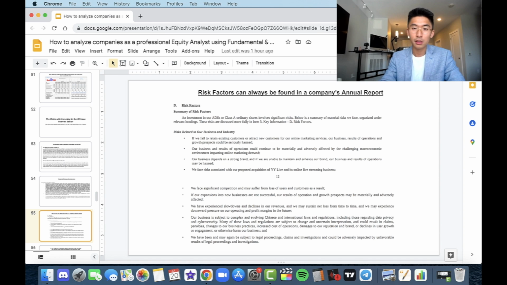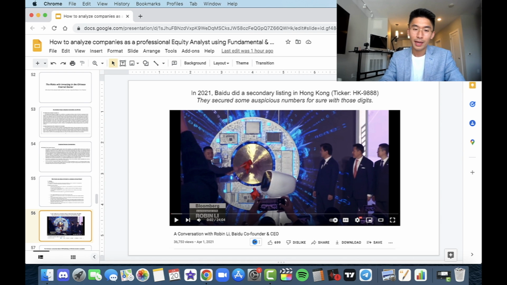So risk factors can always be found in a company's annual report. No matter what you do, always look at this part of the annual report. This will give you a greater sense of the company's risk premium. And if you are inclined to understand valuation, because it is both an art and a science, then you can assess what kind of multiple should I give this company based on the risk factors that are present. So in 2021, because Baidu is aware of the risks of being on the US market, no matter how small or how large that chance is, they did a secondary listing in Hong Kong, and the ticker is HK9888.